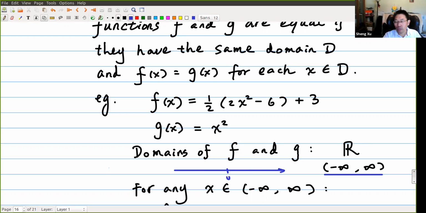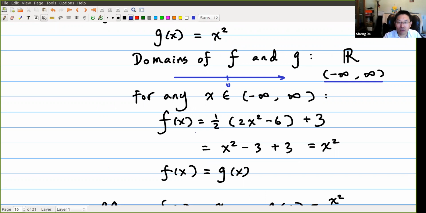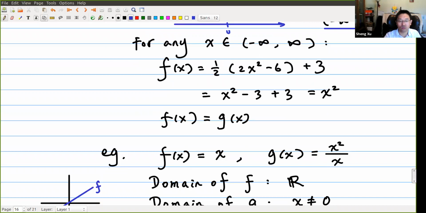Now for any x in the domain, what is f(x)? f(x) is the half of 2x squared minus 6 plus 3, and you can do algebra, simplify, right? So it's a division, so it's x squared minus 3 plus 3, which is x squared, the same as g(x). So these two functions are equal. Same domain, same output, for any x.